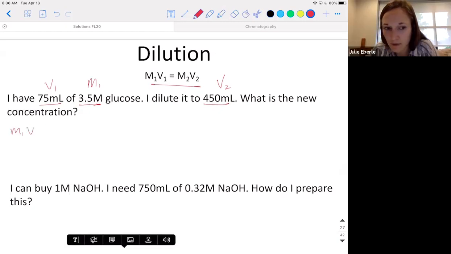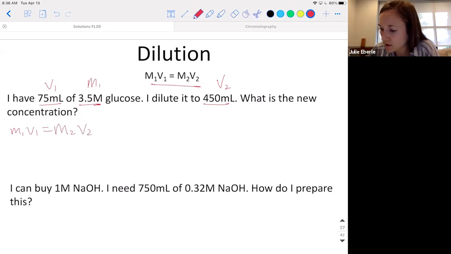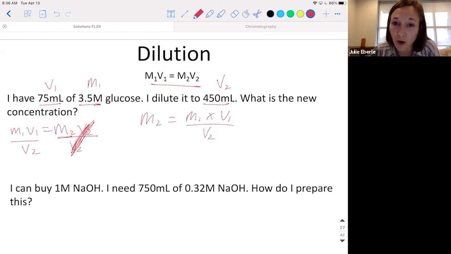So let's first rearrange our equation. We have M1V1 equals M2V2. I want to solve for M2, so I just need to divide both sides by V2. V2 cancels out right here. All right, so M2 is going to be equal to M1 times V1 divided by V2. And you can keep it as long as your volumes are both in liters or both in milliliters. It doesn't matter as long as the units on the volume are both the same. You could work the problem with liters, you could work it with milliliters, but you can't work it with liters and milliliters.